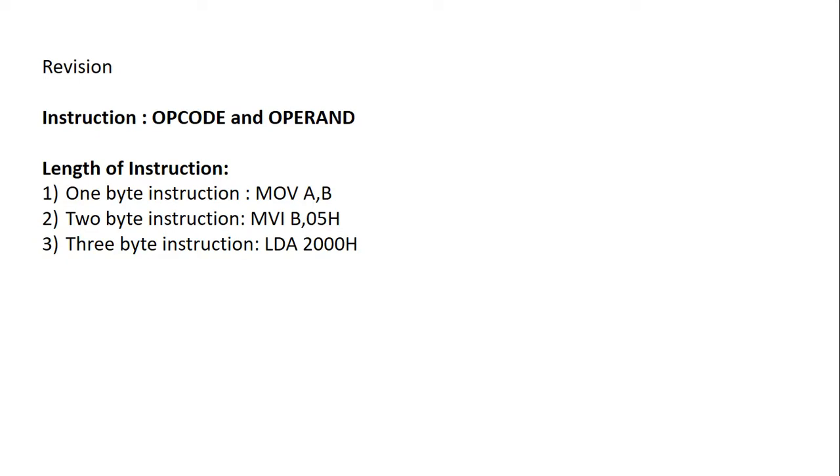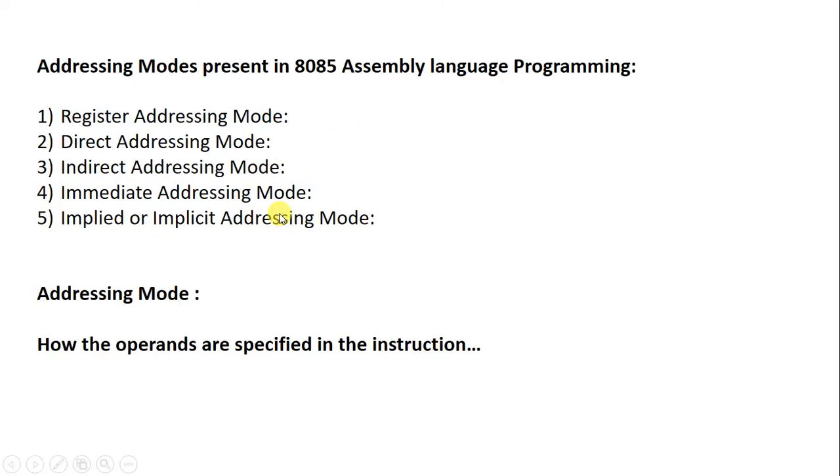Next we have seen the length of instruction. So there is a 1 byte instruction, 2 byte instruction and 3 byte instruction, and these are the examples for the same. Now today we'll talk about what are the addressing modes present in 8085 assembly language programming. So there are 5 addressing modes. First is register addressing mode, second is direct addressing mode, third is indirect addressing mode, fourth is immediate addressing mode, and the fifth one is implied or implicit addressing mode.